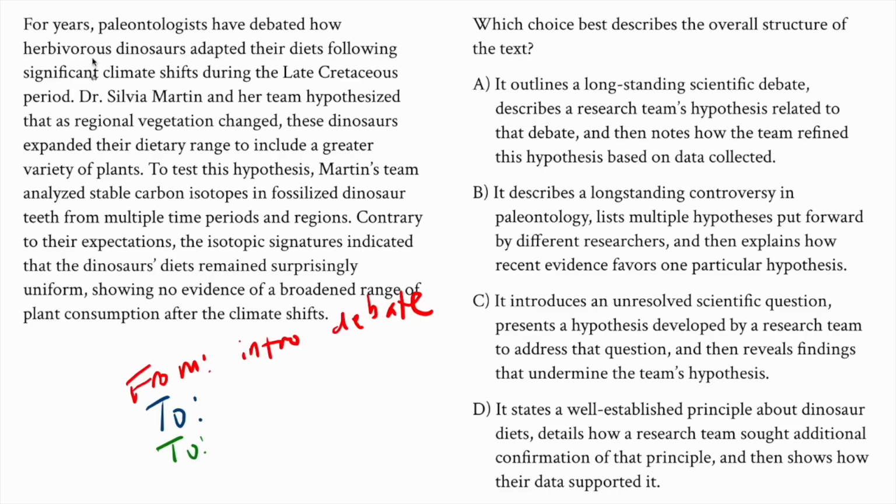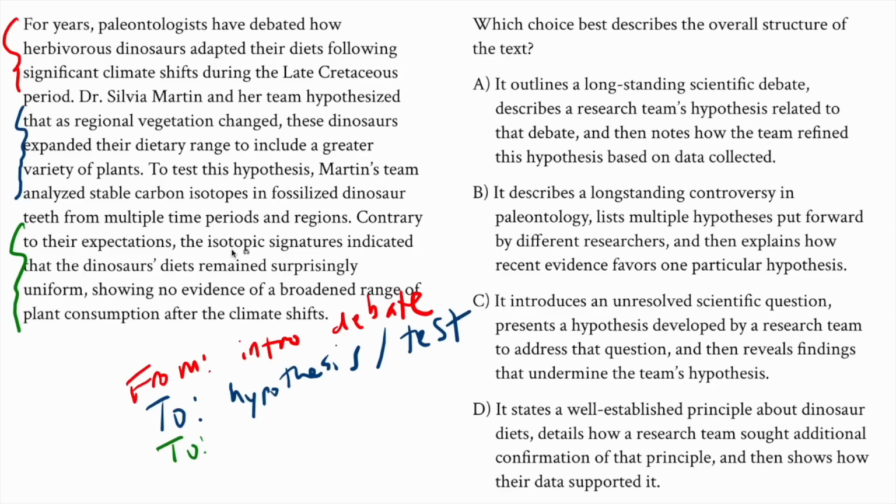Now, in the second part, what do we have? Well, it says that this researcher and her team hypothesized that as regional vegetation changed, these dinosaurs expanded their dietary range to include a greater variety of plants. So it gives us a hypothesis. And then it says that they tested the hypothesis by analyzing carbon isotopes in fossilized dinosaur teeth from multiple time periods and regions. And so here, is that still part of the second part of our structure? Maybe. It's a hypothesis and steps that they took to test that hypothesis. And then we get on to the last part.